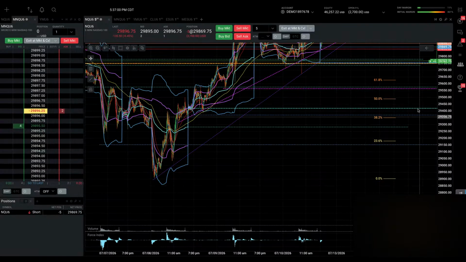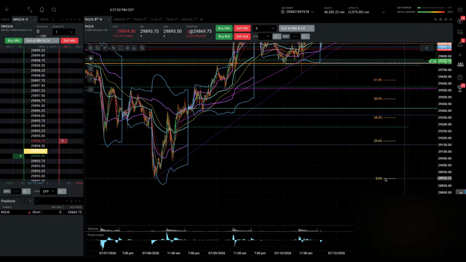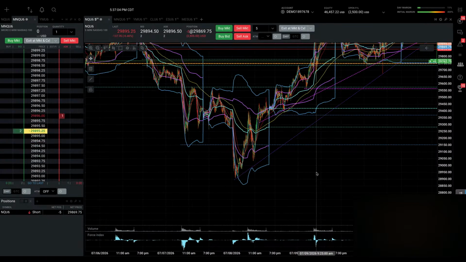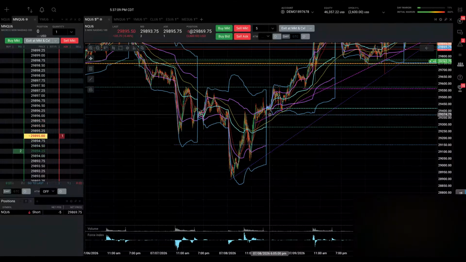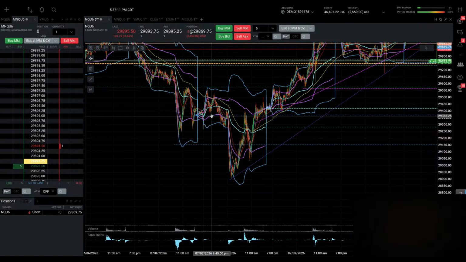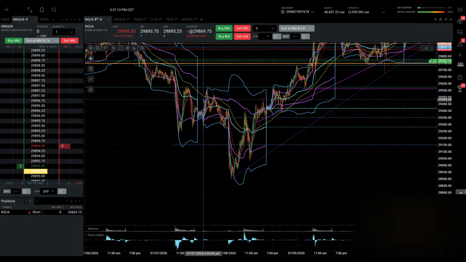You have to keep breaking up into the upper zones to continue. This is also lining up with the VWAP here.